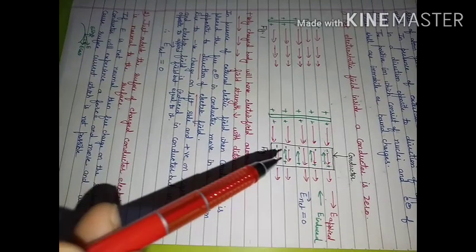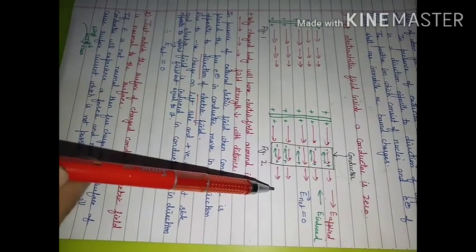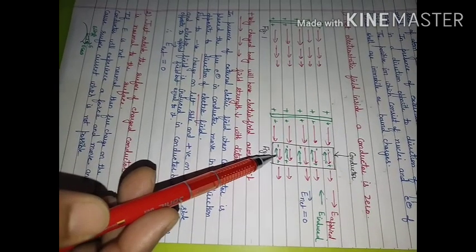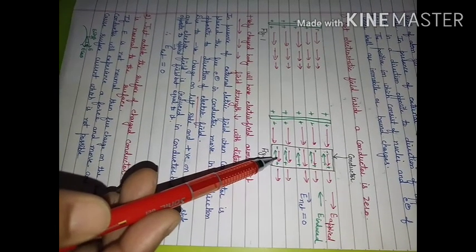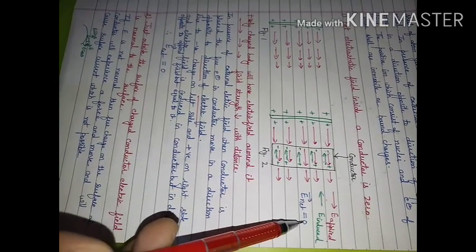In the case of a conductor, when it is kept in the presence of an external electric field, the induced electric field is equal and opposite to the applied electric field. So the net field will come out to be zero.